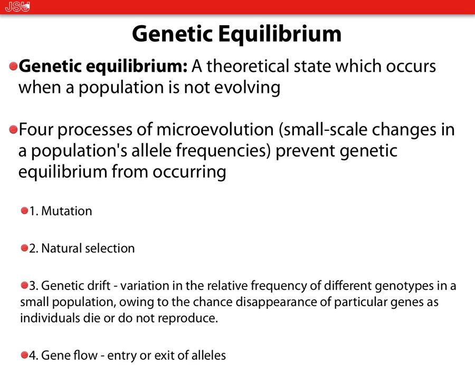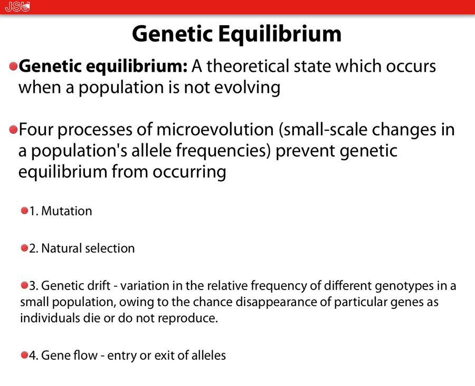Okay, or an exit of an allele. Alternatively, alleles can actually enter into the gene pool. That's also gene flow. So alleles leaving or entering is gene flow. But what's the whole point with this? That all of these things are happening. So we can never get genetic equilibrium.